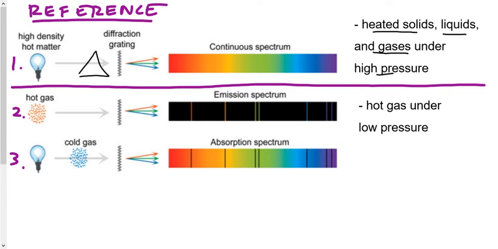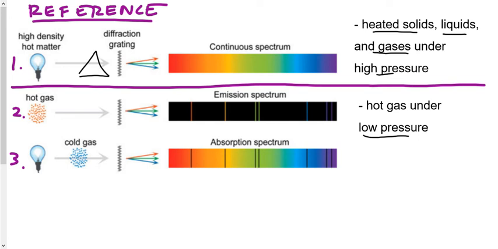Okay, let's move to the second diagram, which does have more to do directly with the Bohr model of the atom. In the second diagram, you notice our source of EMR here is not a hot solid or a hot liquid or a hot gas under high pressure. Rather, it's a hot gas under low pressure. That produces EMR as well, but it doesn't produce all types of EMR. It's not a continuous spectrum like we have in diagram number 1. Rather, it produces only specific colors of light.